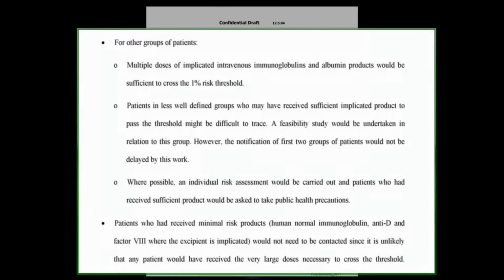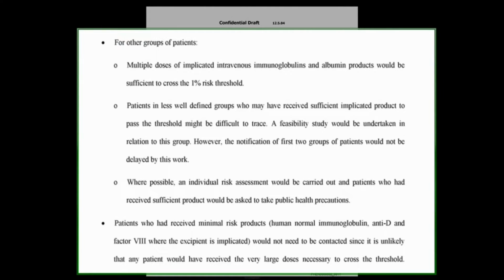It says here, multiple doses of implicated intravenous immunoglobulins and albumin products would be sufficient to cross the 1% threshold. So there is a theoretical, well, there is a risk for some patients that they could cross the threshold. Patients in less well-defined groups who may have received sufficient implicated product to pass the threshold might be difficult to trace. A feasibility study would be undertaken in relation to this group. However, the notification of the first two groups of patients would not be delayed by this work.